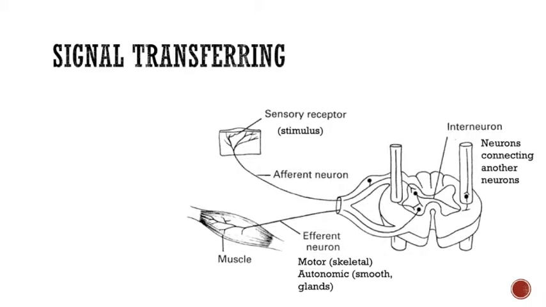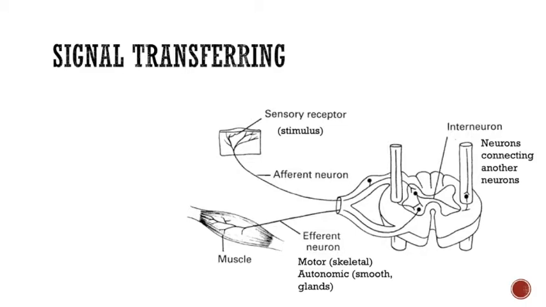We're going to have signals coming from the peripheral nervous system, from sensory receptors and receptors in other places of our body, and that signal is going to go from the receptors to the central nervous system. Other messages are going to come from the central nervous system all the way down to effector structures, like for example our muscles.